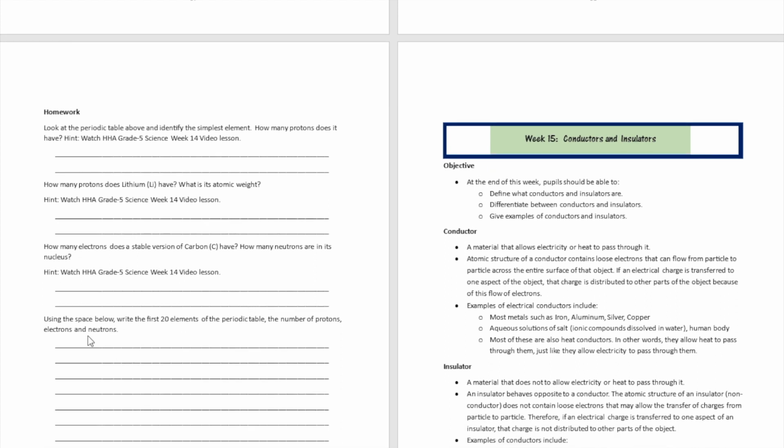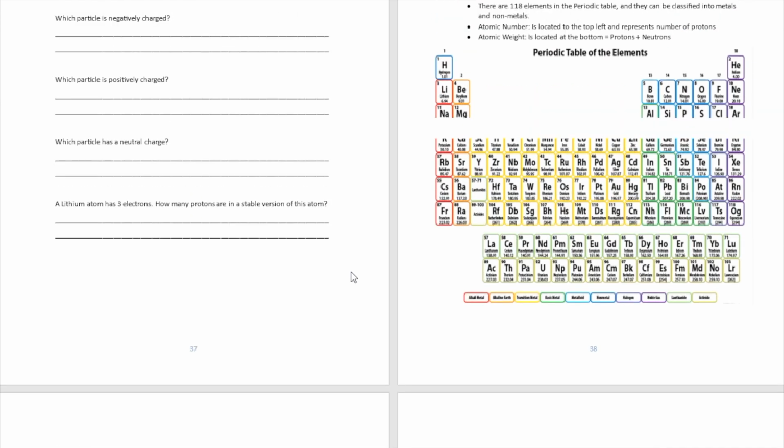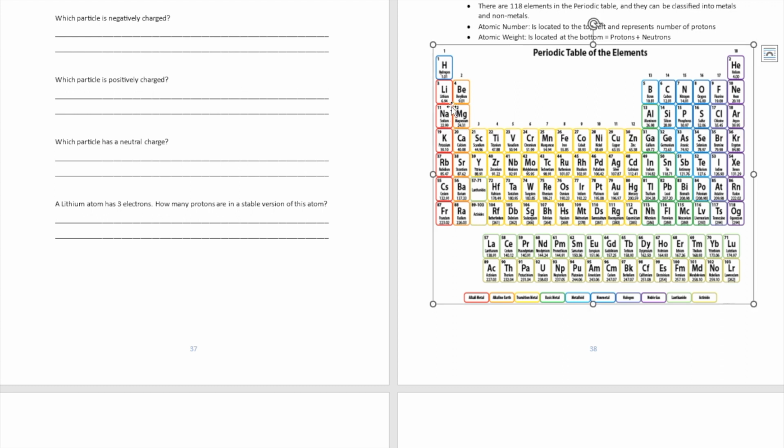All right, so let's take a look at another question over here. So we are going to be listing right now the first 20 elements of the periodic table: the number of protons, the number of electrons, and the number of neutrons. And all you need to do is to count and read the periodic table from the left to the right, and then back to another row, left to right. So let's go ahead and do that.